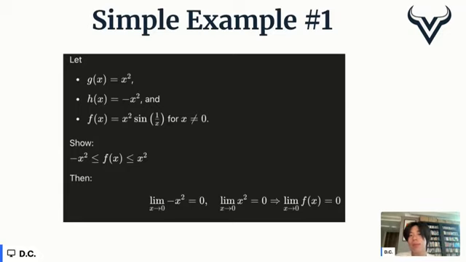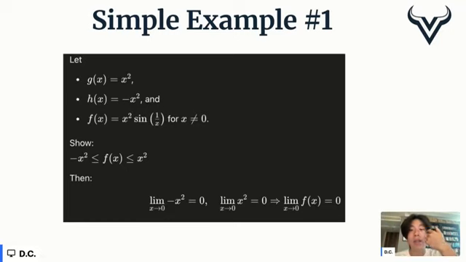Okay, one example is this very simple one written by ChatGPT, where g of x is x squared and h of x is negative x squared. And then we have f of x is x squared sine 1 over x for x not equal to 0. We have to show that negative x squared is less than or equal to f of x, less than or equal to x squared.